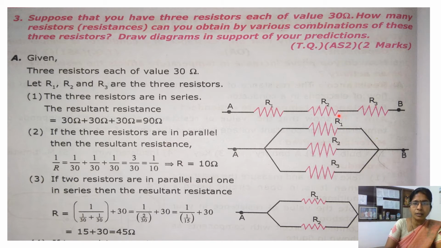So here imagine that the given 3 resistors are R1, R2 and R3. Each of them have the resistance value 30 ohms. So when they are connected in series combination, the resultant resistance R is equal to R1 plus R2 plus R3. That is 30 plus 30 plus 30, which is equal to 90 ohms in series combination. Now let's see the second one.